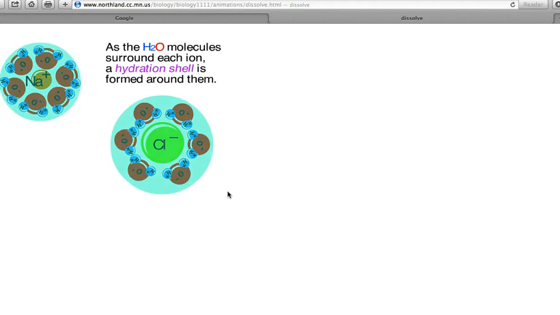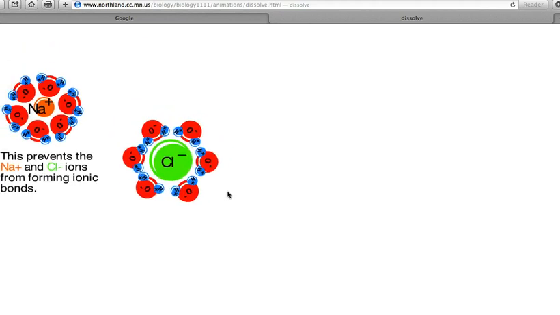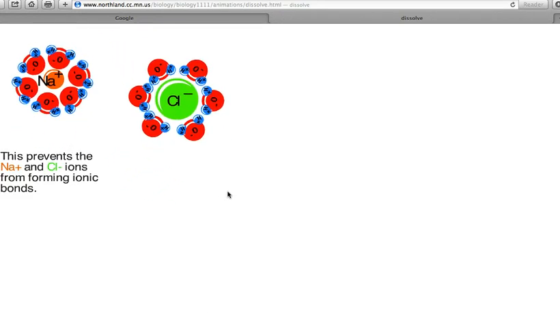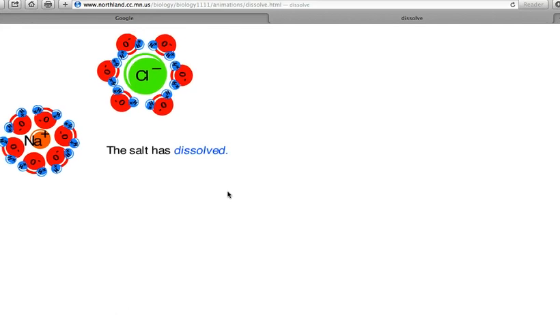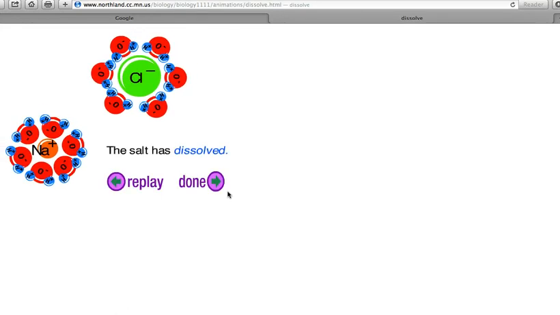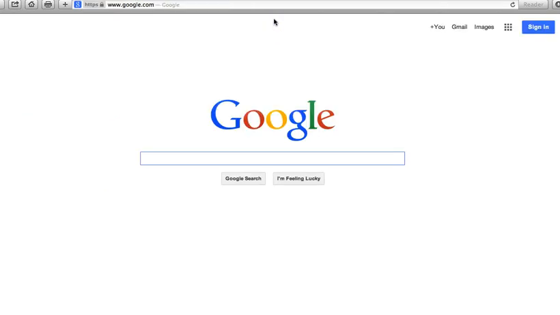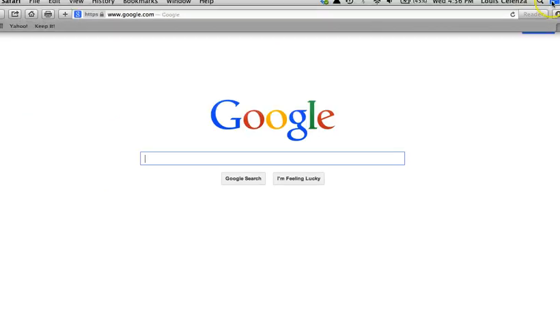What keeps them from rejoining is that there's a shell of water molecules around each of those ions. So they're like bumper cars. They bounce into each other, and because the Na and Cl are separated by those water molecules, they can never rejoin again. And that's the process of dissociation. So let's go back to the notes.